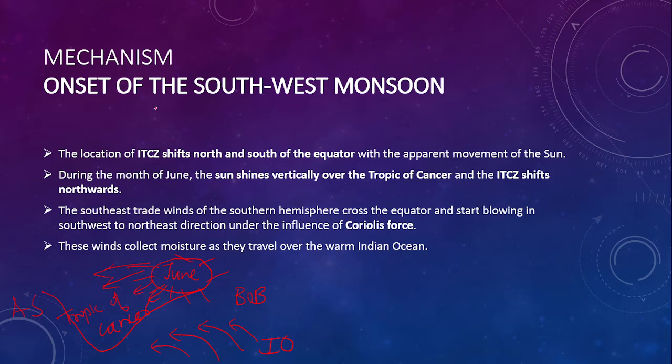Mechanism. Onset of the southwest monsoon. The location of the intertropical convergence zone shifts north and south of the equator with the apparent movement of the sun. During the month of June, the sun shines vertically over the Tropic of Cancer and the intertropical convergence zone shifts northwards. The southeast trade winds of the southern hemisphere cross the equator and start blowing in a southwest to northeast direction under the influence of Coriolis force. These winds collect moisture as they travel over the warm Indian Ocean.